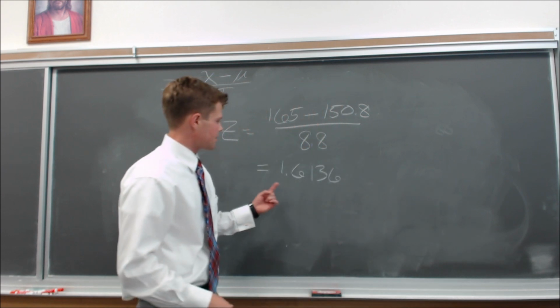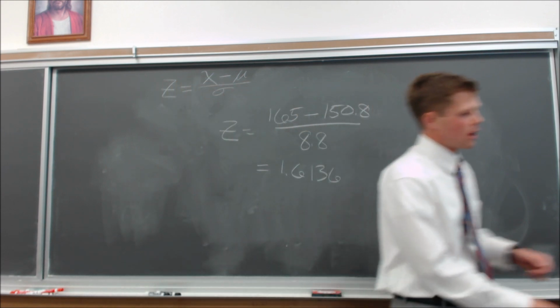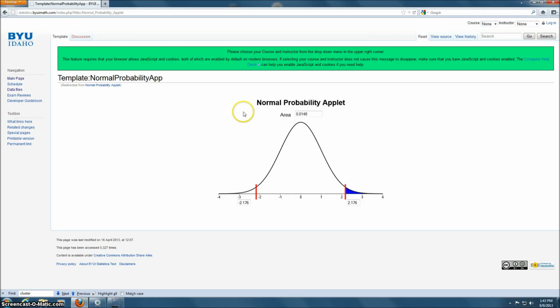Then, in order to find out what proportion of the people who take the GRE will score above that, we're going to take this z-score and plug it into the normal probability applet. If we plug in the z-score we just got, 1.6136, and make sure we shade the upper portion because we want those who scored above that, we get 0.0533. That area represents the proportion of people that received a score higher than 165.